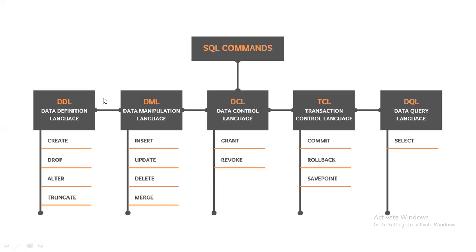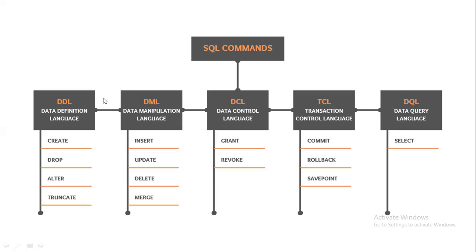Then DCL is the data control language. It can provide permission and it can revoke permission, like grant and revoke. Granting is to provide the permission. Revoke is again taking back the permission.